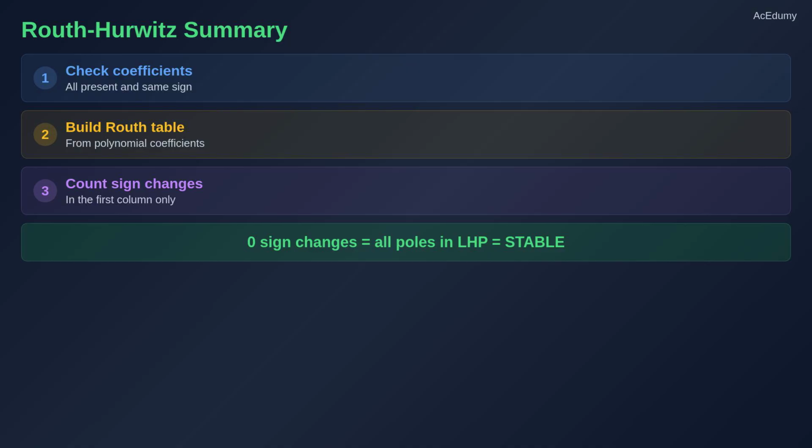The system is stable. In the next lesson, we will study time domain specifications, rise time, settling time, overshoot, and how they relate to pole locations.